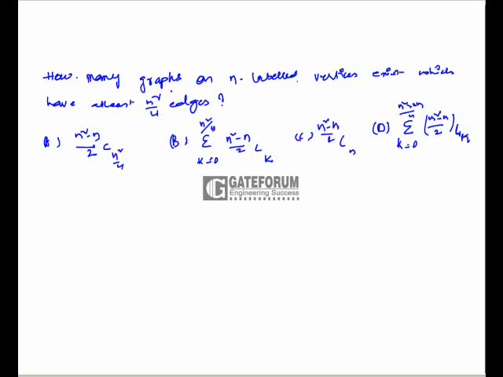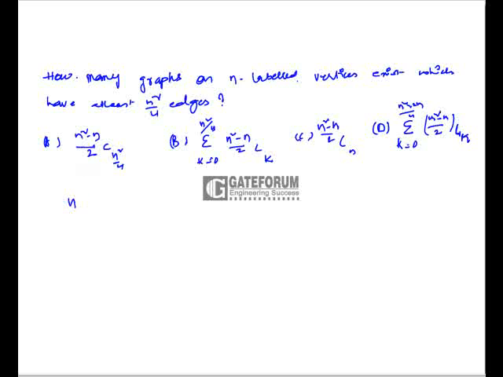Here the question is, how many graphs on n labeled vertices exist which have at least n²/4 edges? Here it is given that there are n labeled vertices. With n labeled vertices, how many graphs are possible?